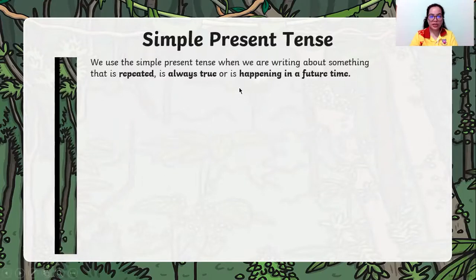We use the simple present tense when we are writing about something that is repeated, is always true, or is happening in a future time. So again, when you are going to write about something that is repeated, is always true, or is happening in a future time, we must follow the rules. Later you will know what the rules are in writing simple present tense.